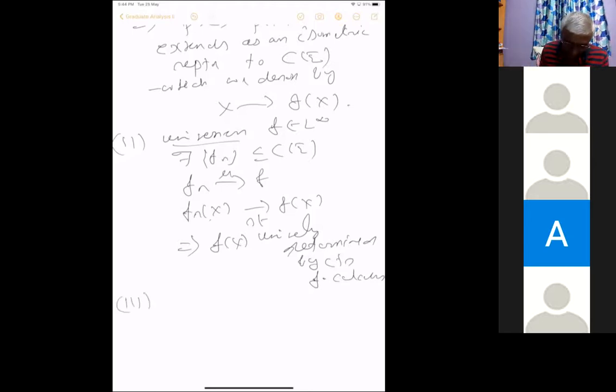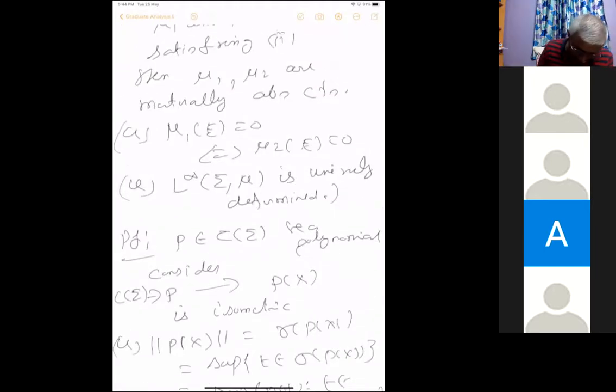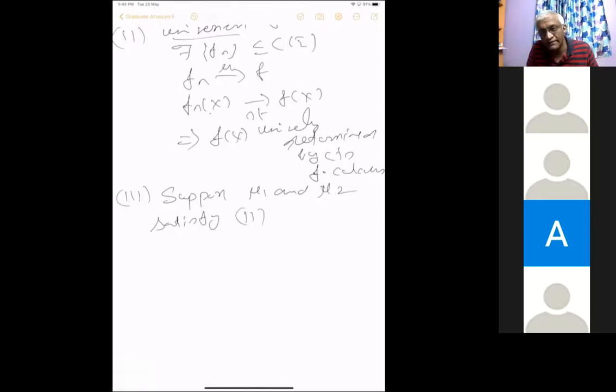Now I want to prove the uniqueness of the measure. It's not uniqueness of the measure. If you have two measures, then they are mutually absolutely continuous. So the L infinity is unique. The measure is not unique. Even though the measures are not unique, the L infinity is unique. Suppose mu1 and mu2, two measures, satisfy 2. Satisfy 2 means you have the extension to L infinity mu, and the strong convergence criterion is satisfied.